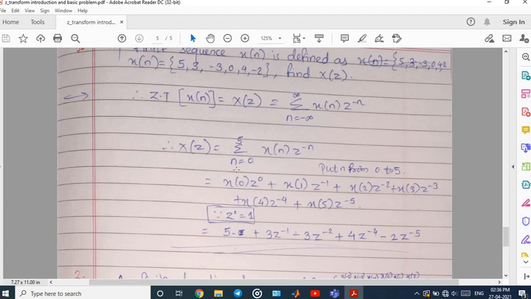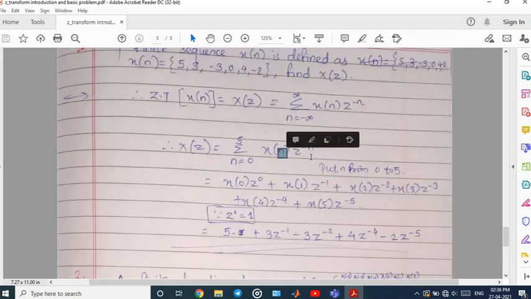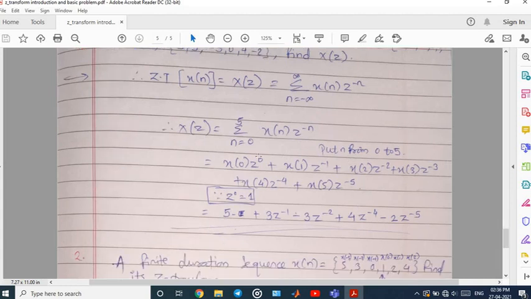So now we have to put the values of n from 0 to 5 in this. Okay, n, and here n. So put n from 0 to 5. So first one is 0. First value of n is 0. So then x of 0 into z of 0.